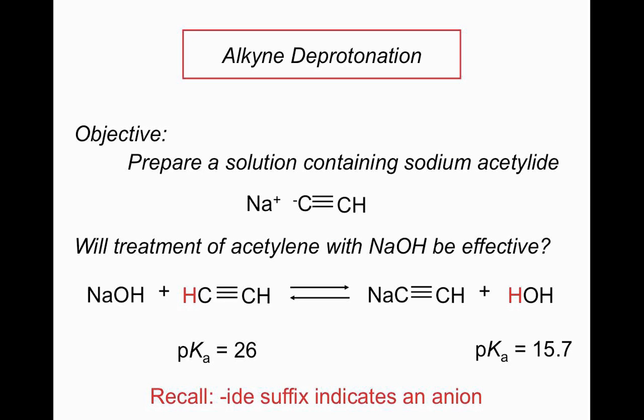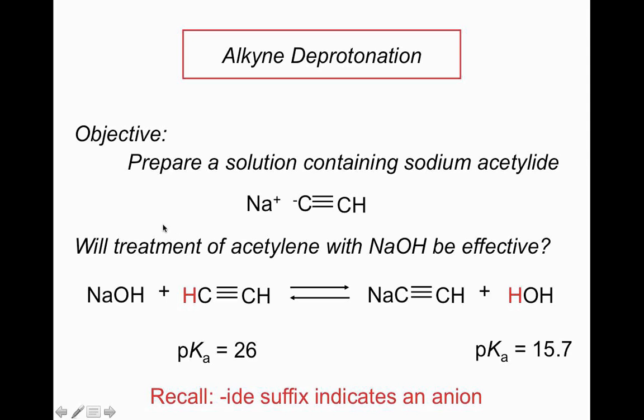Given that we know that terminal alkynes bear acidic protons, we can ask ourselves the question, how is it that we deprotonate these terminal alkynes? For example, if we want to prepare a solution containing sodium acetylide, notice that this is ethyne that's been deprotonated. How is it possible that we can create this compound? How do we pull that proton off knowing that its pKa is 26?